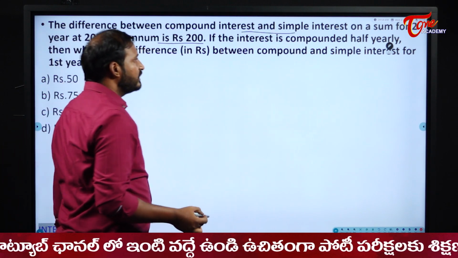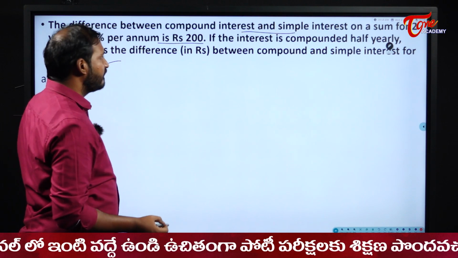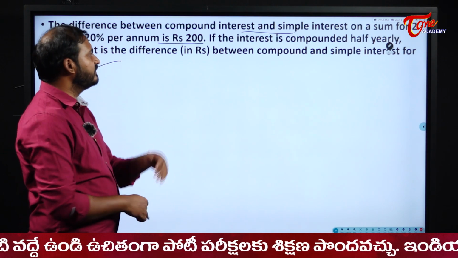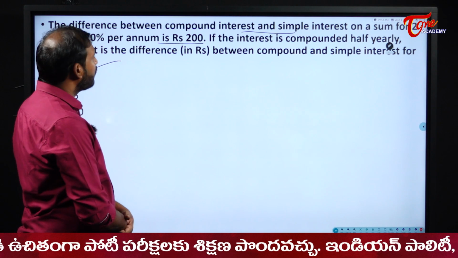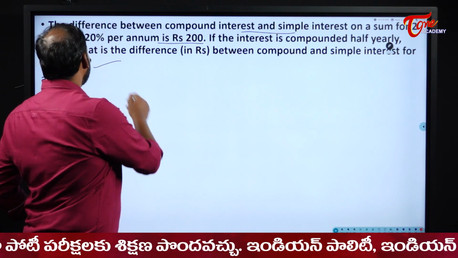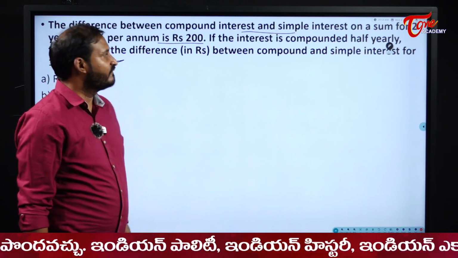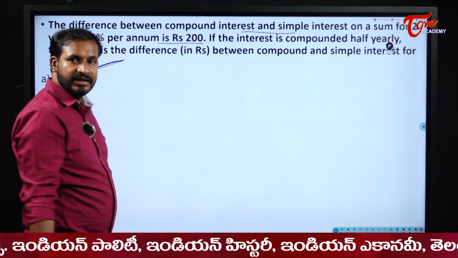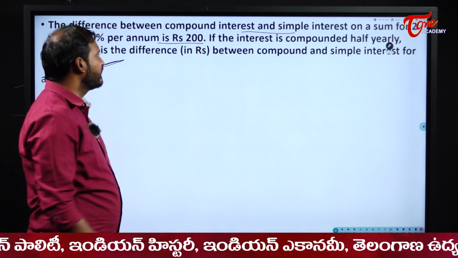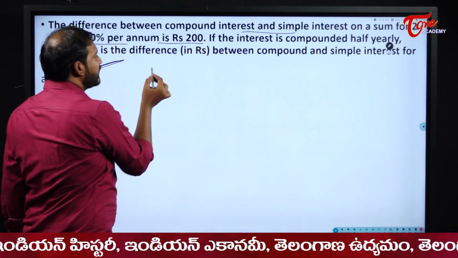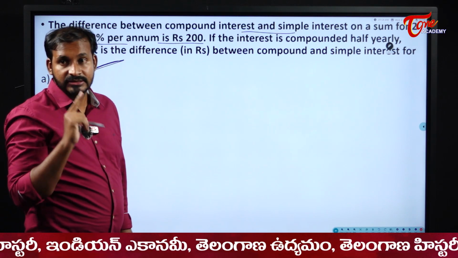So first of all, you find for that one, you will get the rate of interest. From the first one, please try to find the rate of interest and principal, and please try to see if the interest is compounded half yearly, then what is the difference between compound interest for 1 year? For 1 year they are asking us here. Okay, first of all, please find the rate of interest or the principal from the first case. 20%, right? 20%.